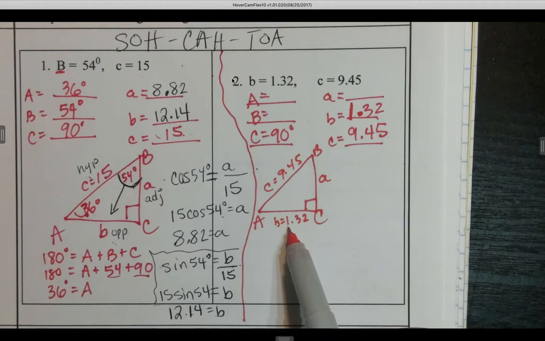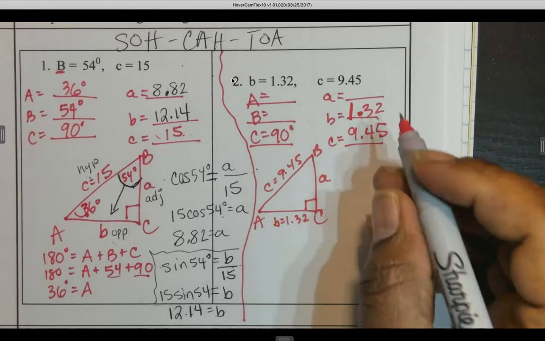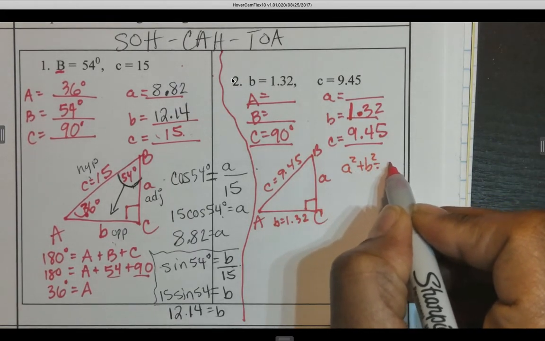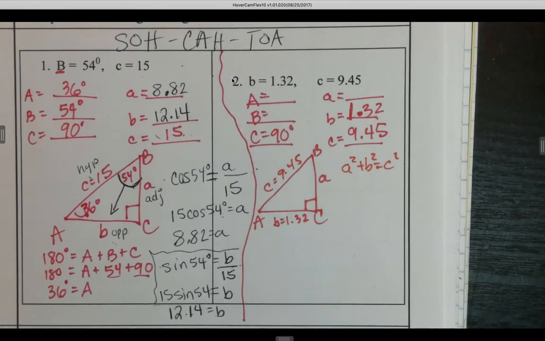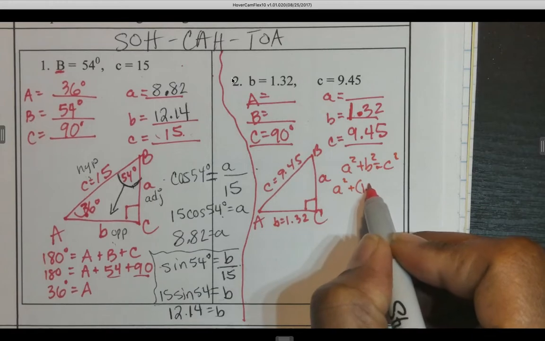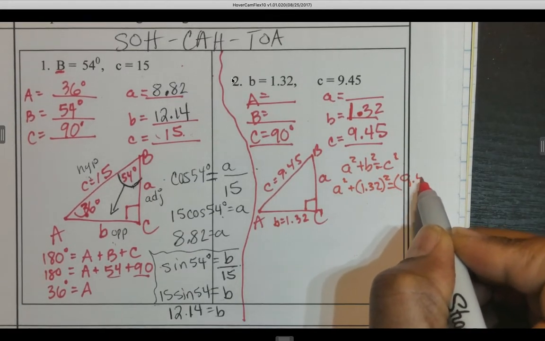So because I know two side lengths, I'm going to go ahead and use Pythagorean theorem to find the third side length. So I have that a squared plus b squared equals c squared. We can always use that with a right triangle. I don't know what a is, but I know that b is 1.32, and I know that c is 9.45.